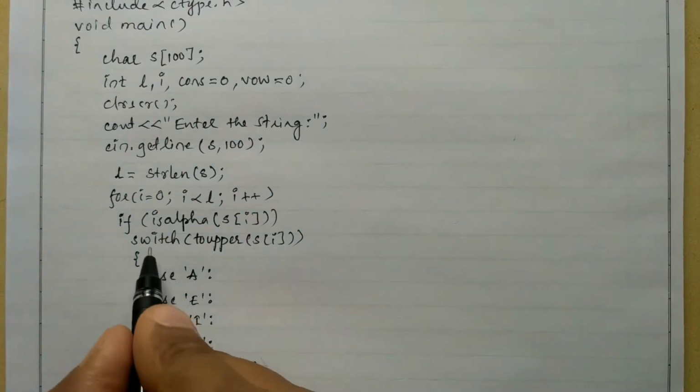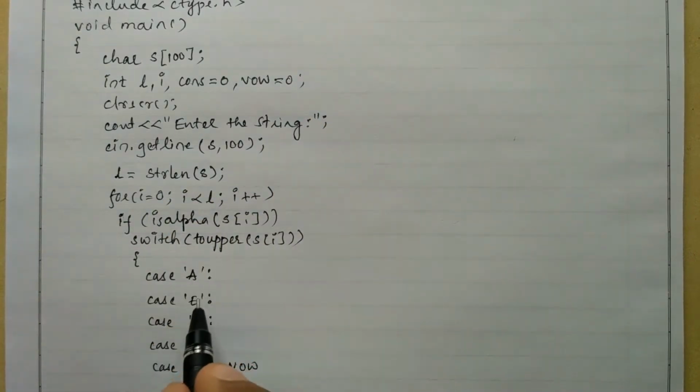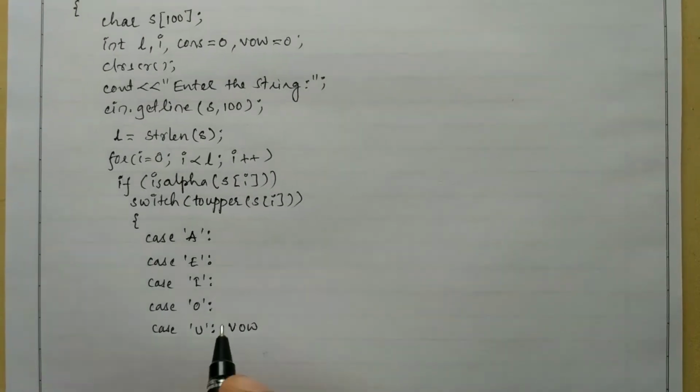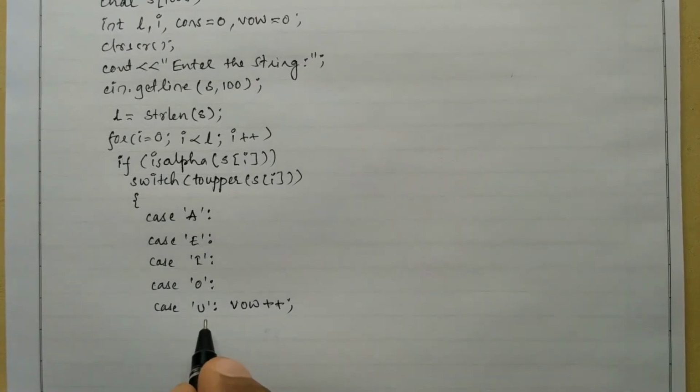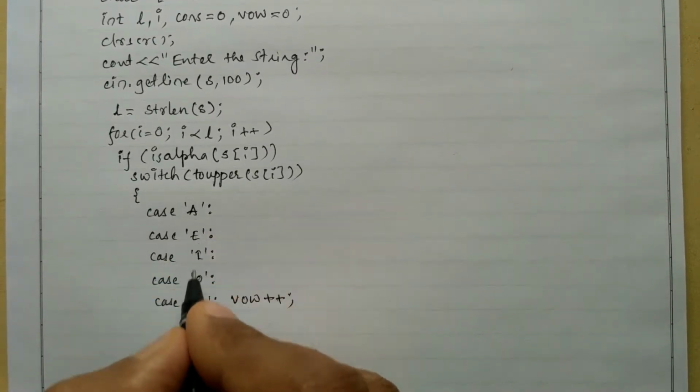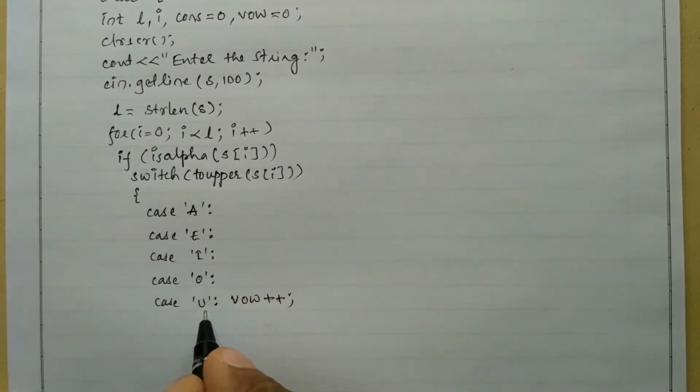If the switch expression matches with any of these case labels, then vowel has to increment. So I'm going to write here vowel plus plus. If it is not matching with any of these 5 letters A, E, I, O, U, then consonant has to increment. So here I'm going to write the keyword called default. It should be written in lowercase letters.